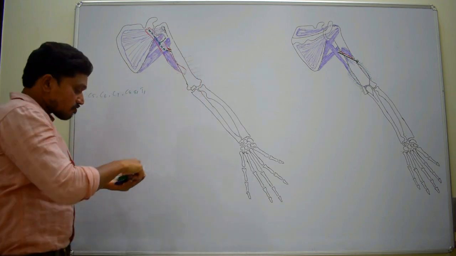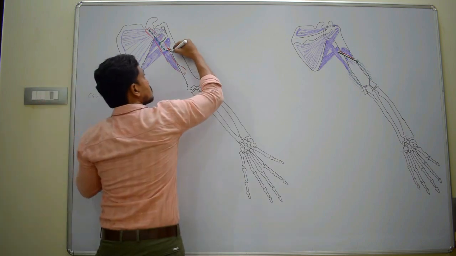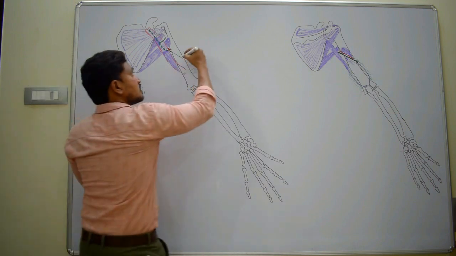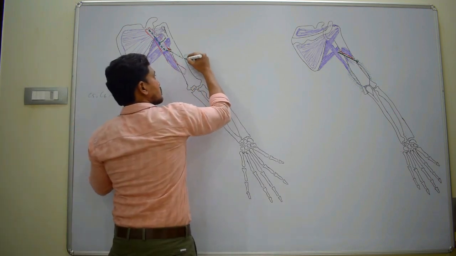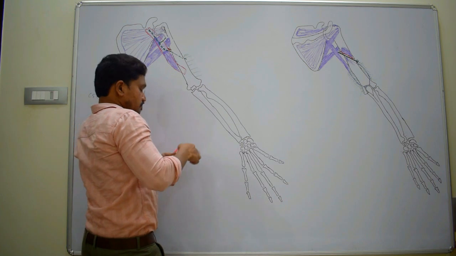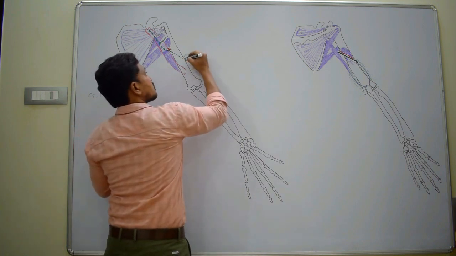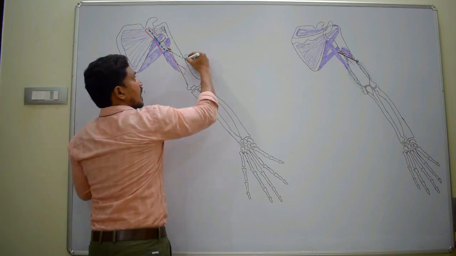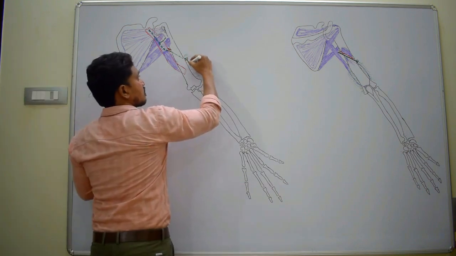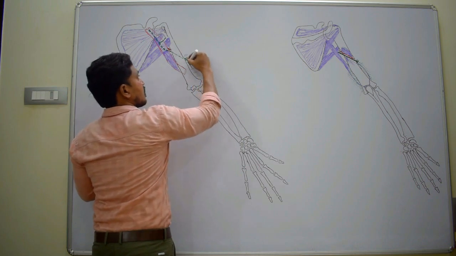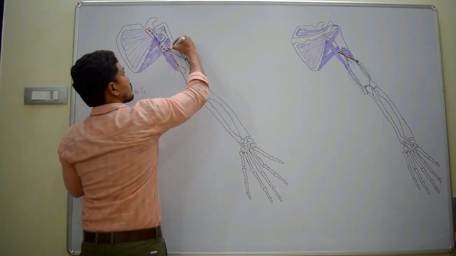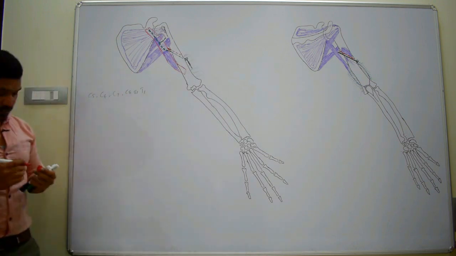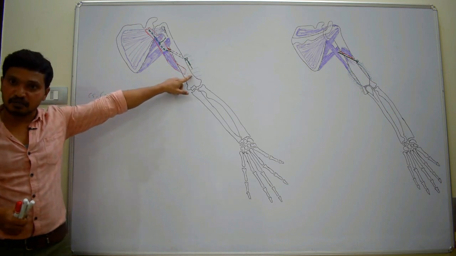This nerve, after passing through the spiral groove, reaches the lateral end of the spiral groove and pierces the lateral intermuscular septum. So, here it is piercing the lateral intermuscular septum and coming to the anterior aspect of the arm. Now, it is appearing in the anterior aspect of the arm. Of course, profunda brachii artery will be there along with it, but we are not discussing it. Now it is present in the anterior compartment of arm.